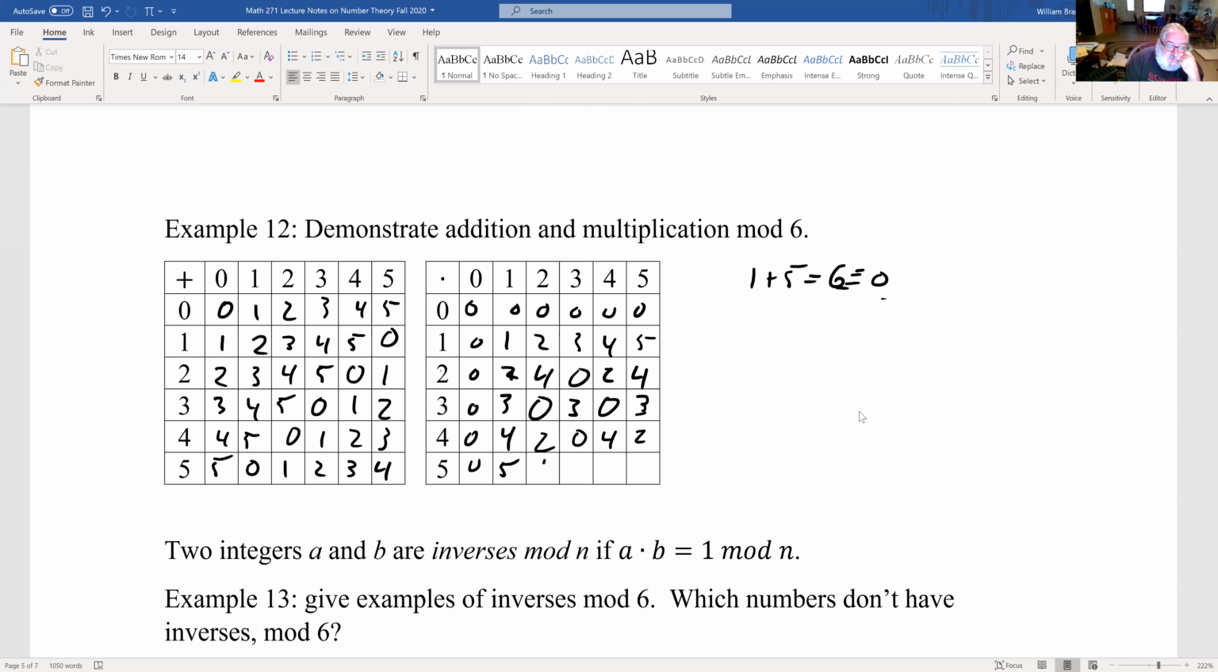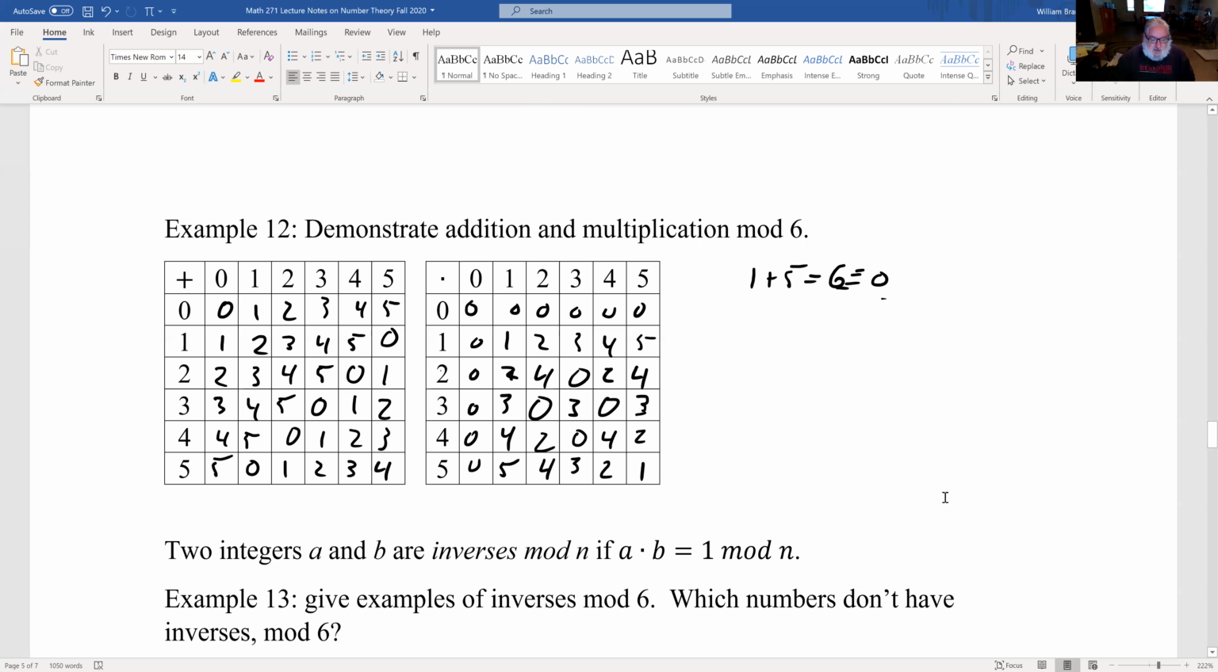5 times 2 is 10, which is equivalent to 4. 5 times 3 is 15, which is equivalent to 3. 5 times 4 is 20, which is equivalent to 2. And then 5 times 5 is 25, which is 1 more than 24, which is equal to 1. So there is our multiplication table mod 6.